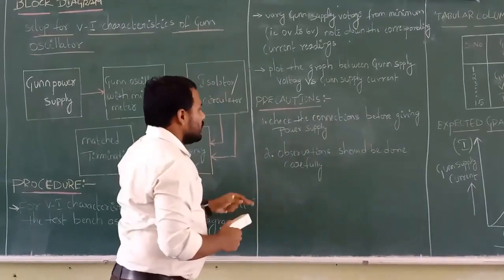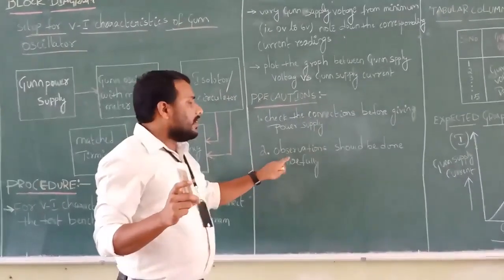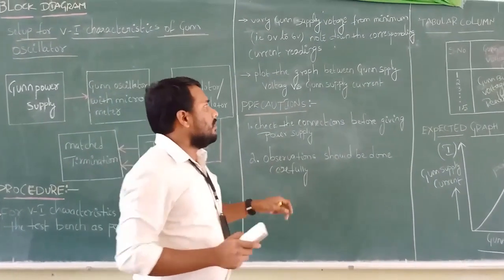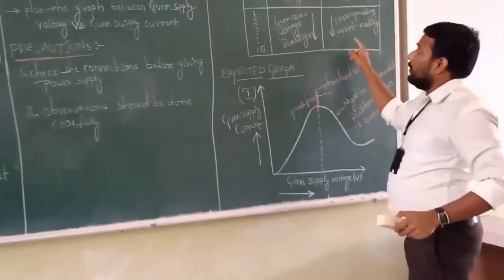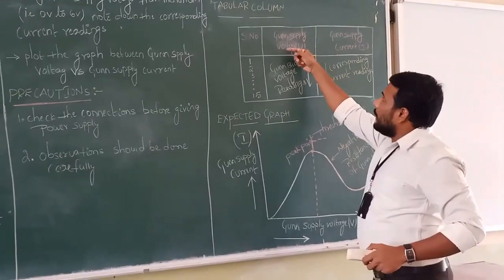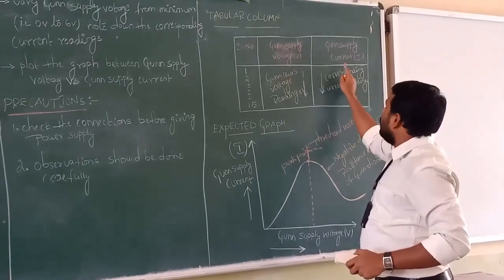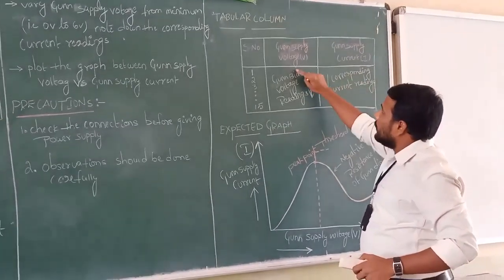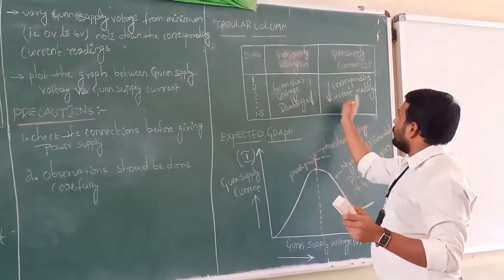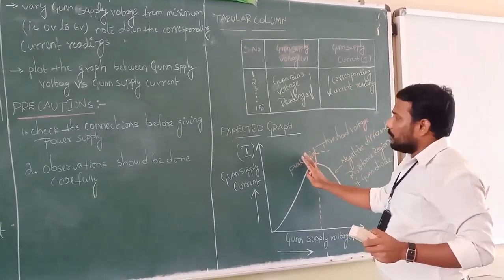Just see the precautions. Check the connections before giving the power supply, and secondly, observations should be done carefully. Just see the table, as I said earlier. So there is the Gunn supply voltage and supply current. By varying and applying this voltage, you have to take the corresponding current readings. So these readings vary from 0 up to 6 volts maximum, and take down the corresponding current readings. Based on the readings, you have to plot the graph.